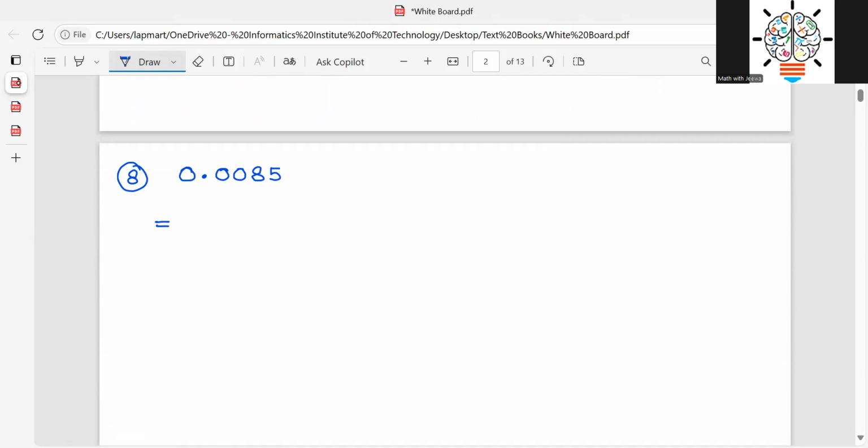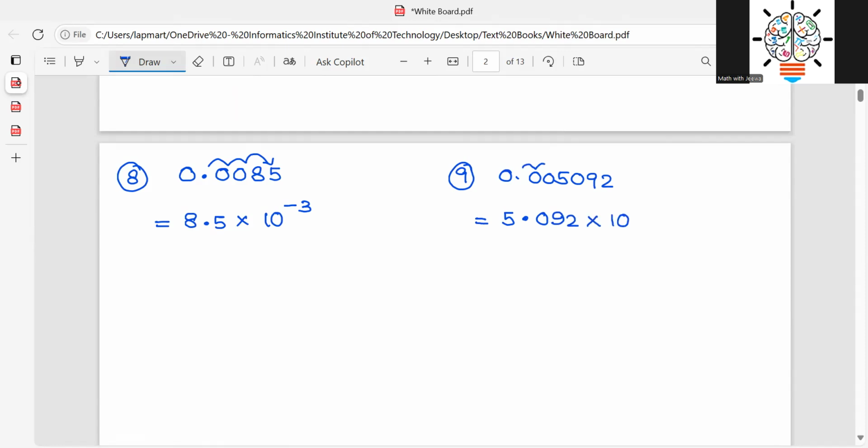To convert this number into a number which is between 1 and 10, it becomes 8.5. Now you can understand: 1, 2, 3. You have to move 3 steps like this, but to the right side, so negative 3. If I give you something like this, let's say 0.005092, the same thing. You write 5.092 times 10 to the power of 1, 2, 3. So then you write negative 3.